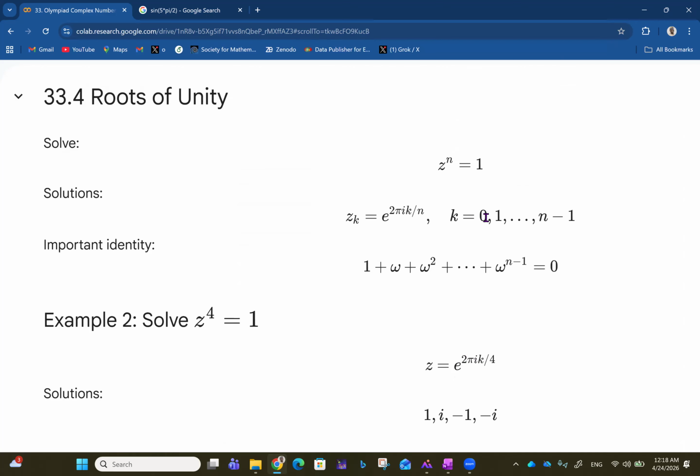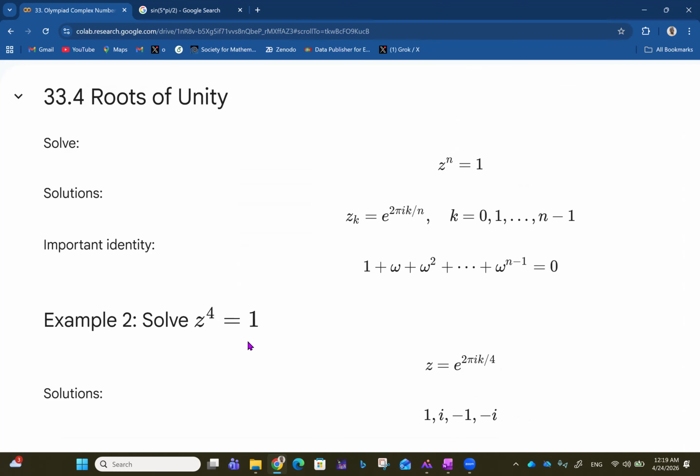You have to do 0, 1, 2, 3 now, because here our n is 4. So you have to go from 0 to 3. So you have 2 pi I k over 4. So you put 0, you put 1, you put 2, you put 3. When you put 0, you get 1. When you put 1, you get I. When you put 2, you get minus 1. When you put 3, you get minus I, like that. And these are the possible solutions you get when you solve z raised to 4 equals 1, like that.